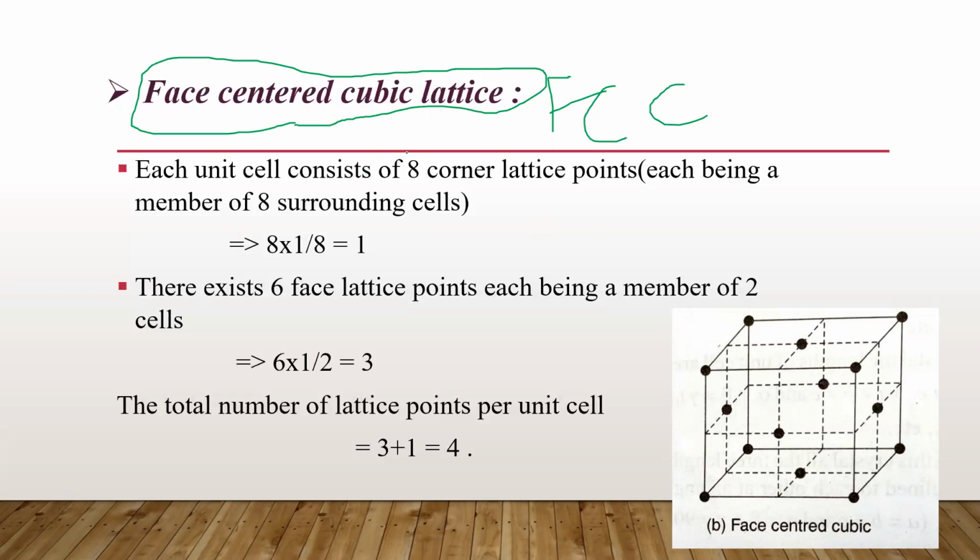Then there exist atoms sitting at each of the faces of the cube. How many faces are there for a cube? 6 faces, F-A-C-E-S. So I'll surround them with green, the face-centered atoms. This is the face-centered atom. So in total how many are there? 1, 2, 3, 4, 5, 6. So 6 face-centered atoms we have.